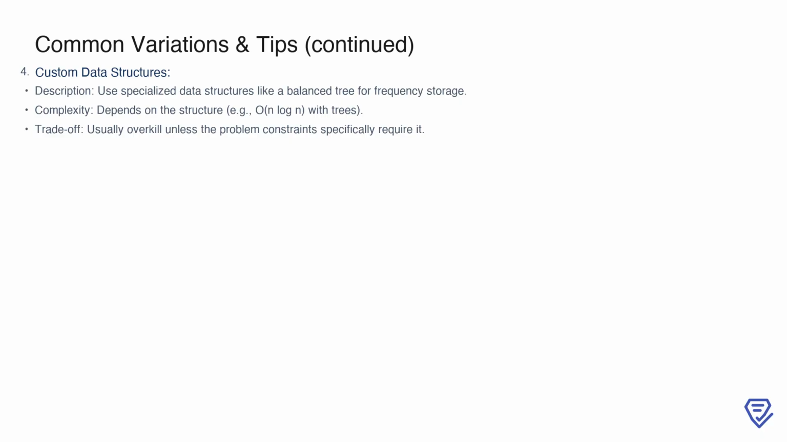Additionally, implementing custom data structures is often overkill unless the problem constraints specifically require it. While these approaches can be interesting to explore, they're generally not the most practical solution for LeetCode problems like this one. Instead, sticking to a hash map and hash set setup will typically give you the best balance of simplicity and efficiency.